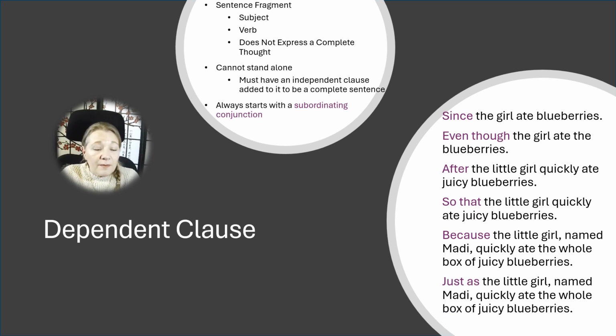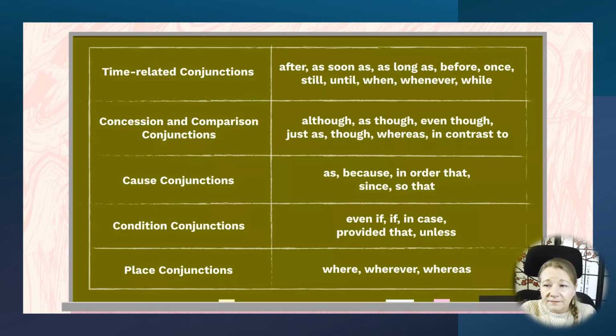The last example, just as the little girl named Maddie quickly ate the whole box of juicy blueberries. Okay, what happened? Again, not a complete thought. So dependent clauses must always be put with an independent clause in order to make a complete sentence.